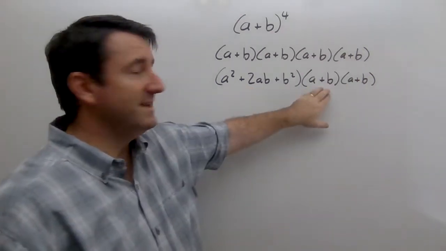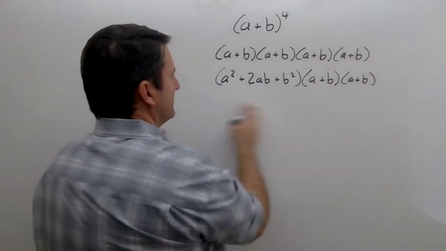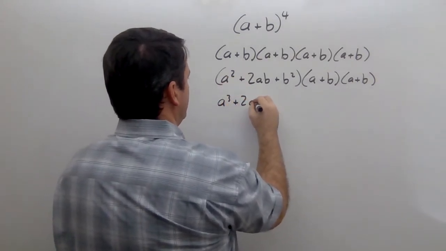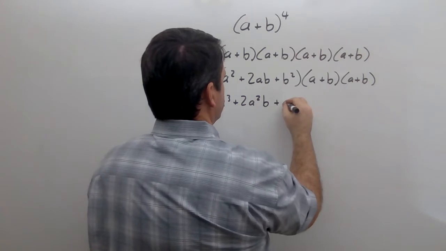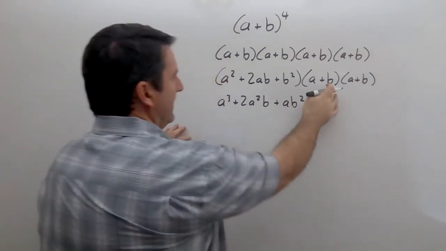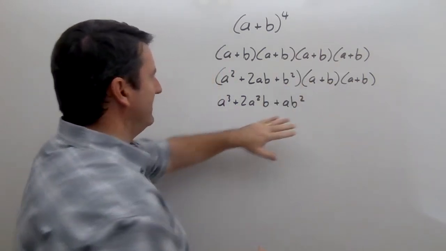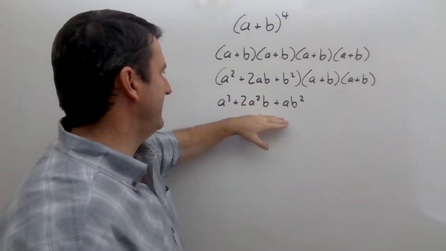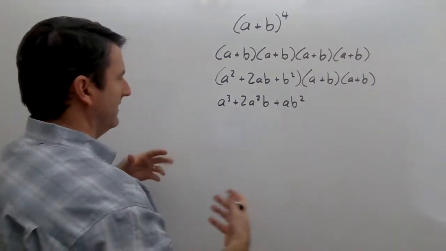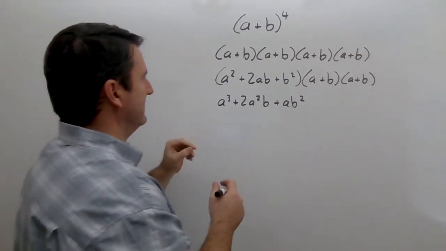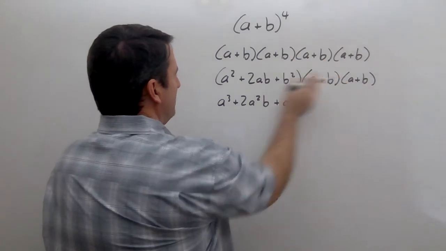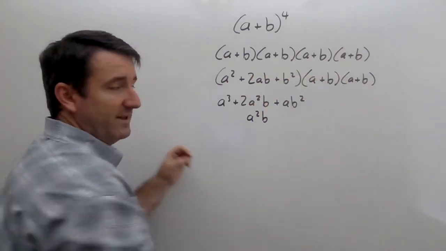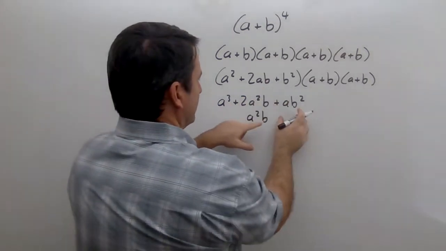All right, now multiplying this times this a plus b, let's multiply the a's first. So this becomes a cubed plus 2a squared b plus ab squared. Then multiply everything by times b. And when I do this, I like to put these terms down below so that we can easily combine the like terms. So when we multiply b times a squared, we get a squared b, and I put that under that a squared b term. And then the next term will go here.